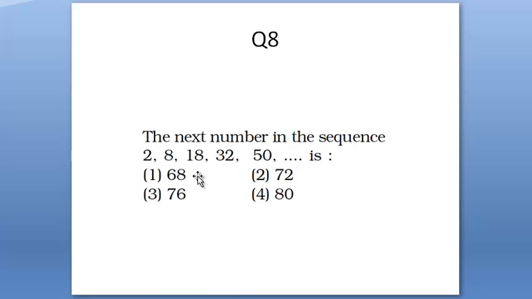The next number in the sequence is 2, 8, 18, 32, 50. This sequence doesn't seem to look any funny, so let's just check the differences. You have 2 plus 6 is 8. You have 8 plus 10 is 18. 18 plus 14 is 32. And 32 plus 18 is 50.